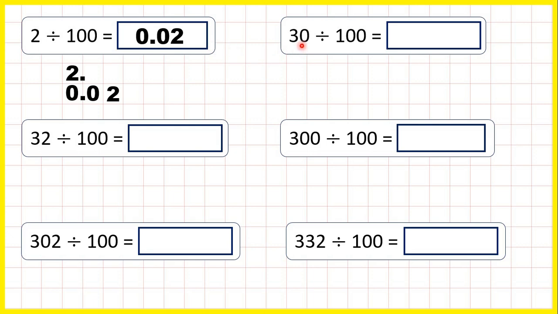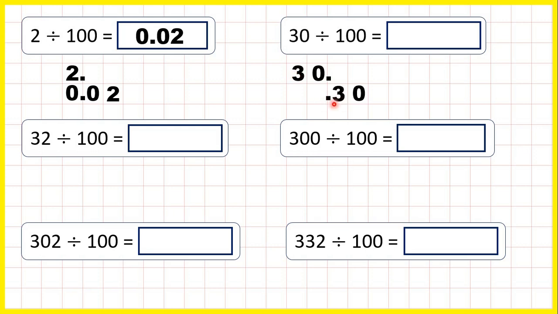Next, we have 30 divided by 100, so we can write out the number 30 with a decimal point on the end and copy down the decimal point. We're dividing by 100, so digits are moving 2 squares to the right. So let's copy down each digit 1, 2 squares to the right.